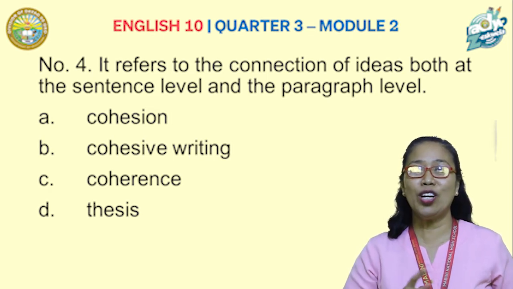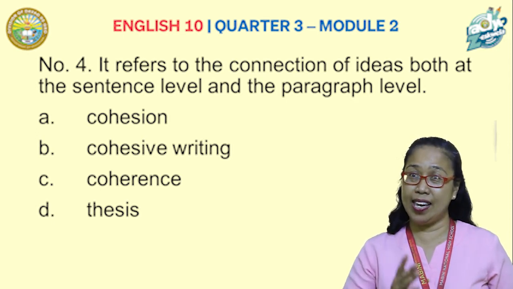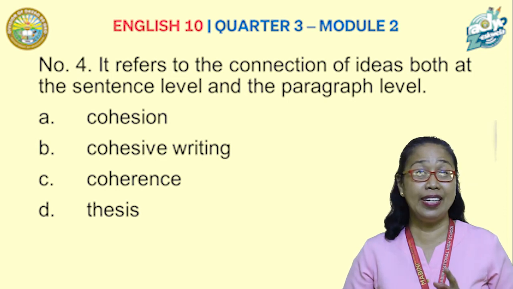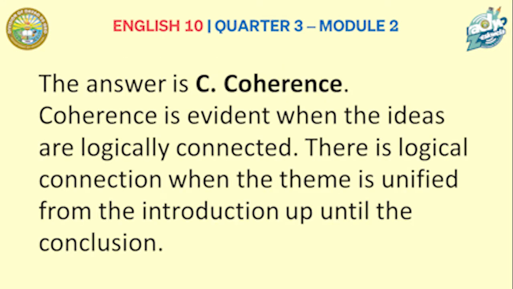Number 4, it refers to the connection of ideas both at the sentence level and paragraph level. A. Cohesion. B. Cohesive writing. C. Coherence. D. Thesis. The answer is C. Coherence. Coherence is evident when the ideas are logically connected. There is logical connection when the theme is unified from the introduction up until the conclusion.